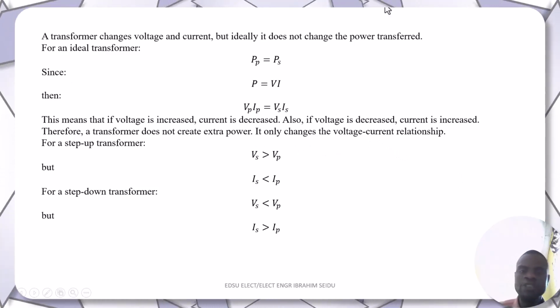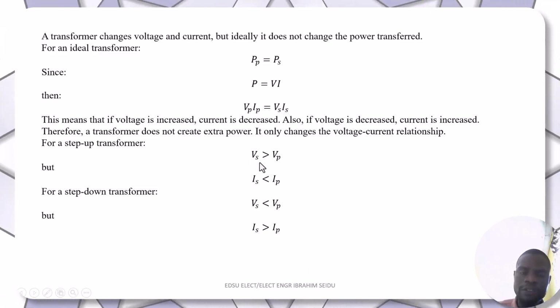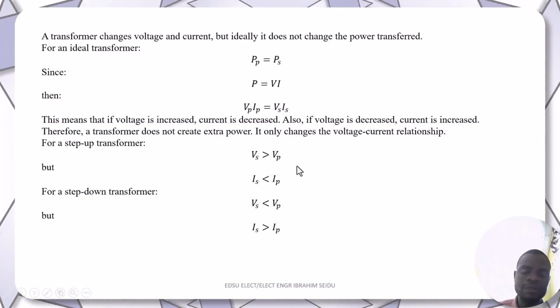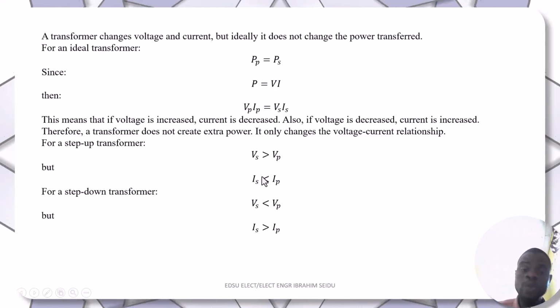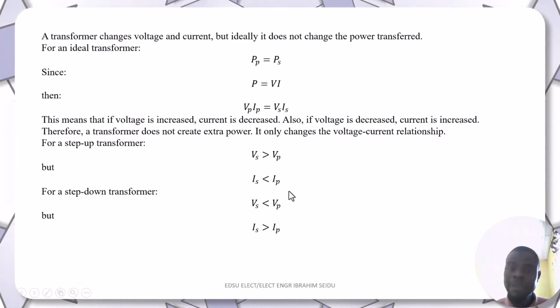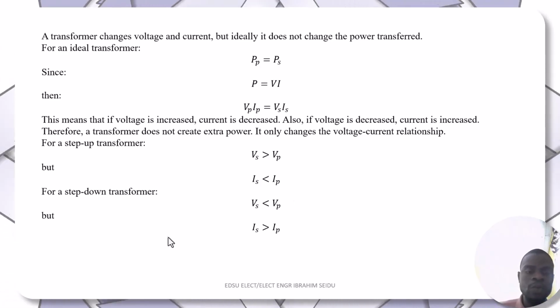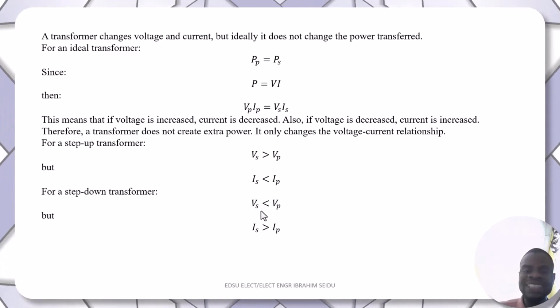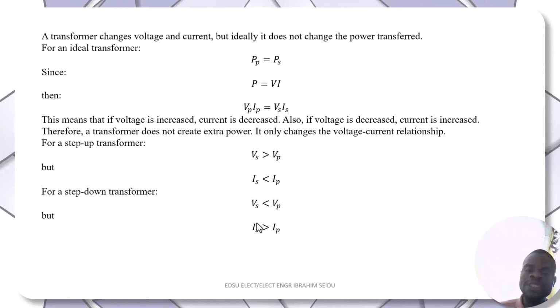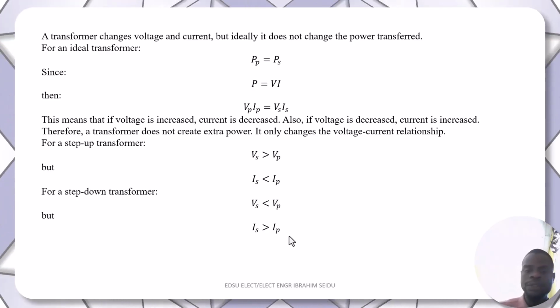So for a step up transformer, the secondary voltage is greater than the primary voltage. Why will the secondary current be less than the primary current? Because the reverse is the case. And for a step down transformer, the secondary voltage is less than the primary voltage, which means the secondary current should be higher than the primary current.